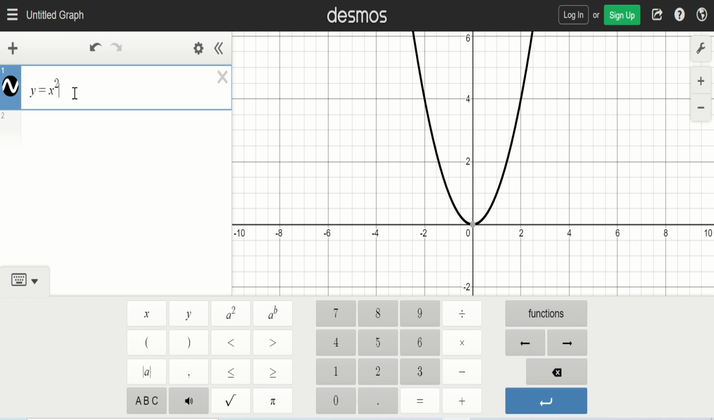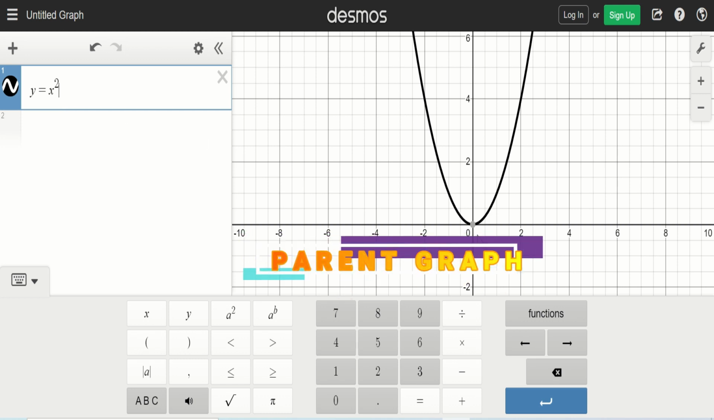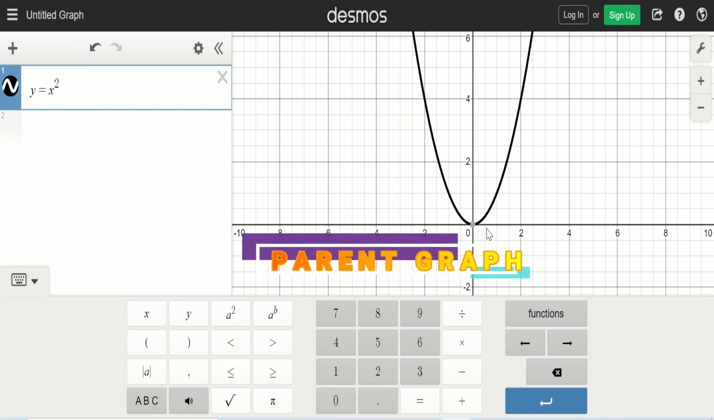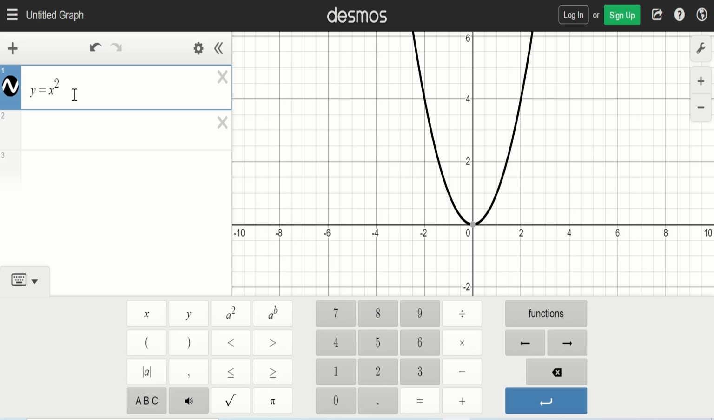I use y is equal to x squared because it is the simplest form of parabola. Its vertex passes through the origin (0, 0). And this function is also known as the parent graph. And we will use this parent graph as h and k change. So if you will notice, our parent graph here has a equal to positive 1.